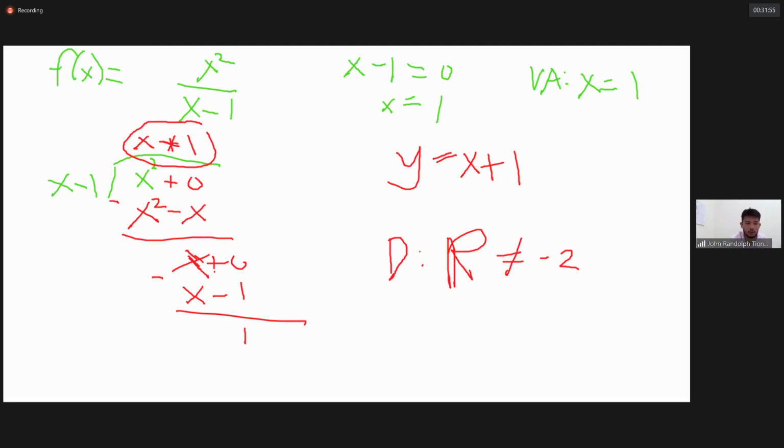Okay, vertical asymptote, x equals, VA. When you write that one, guys, dagdagan nyo ng x or y. VA x equals negative 2. Yeah, technically. Alright, I think some of you are done already. Actually, for here, parehas lang yung domain natin sa vertical asymptote natin. Okay, that's correct.